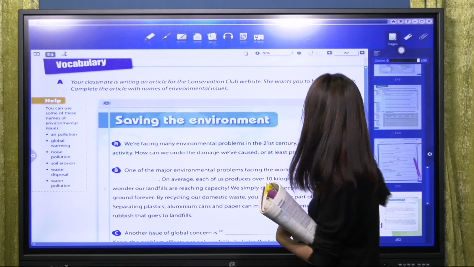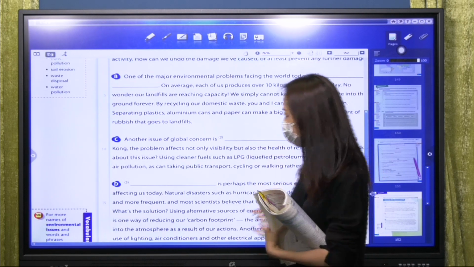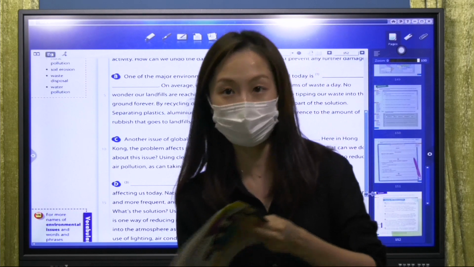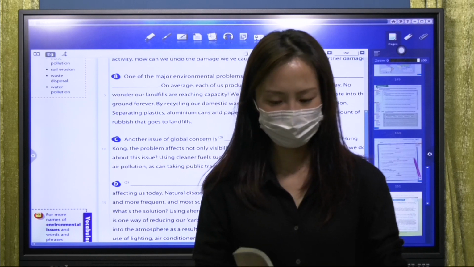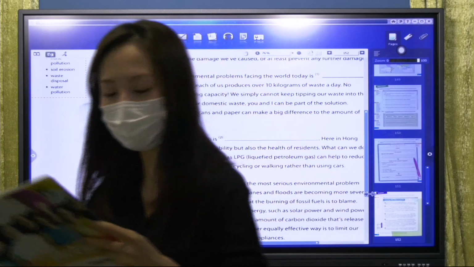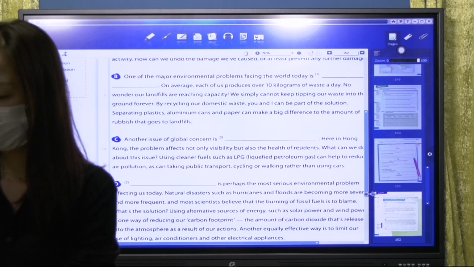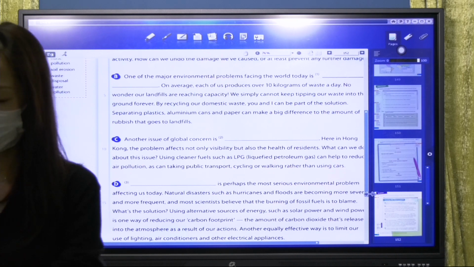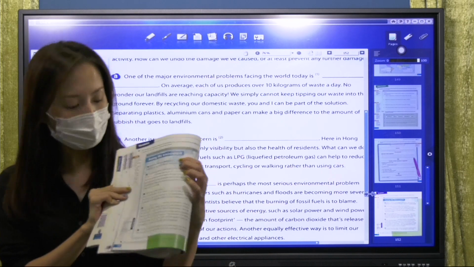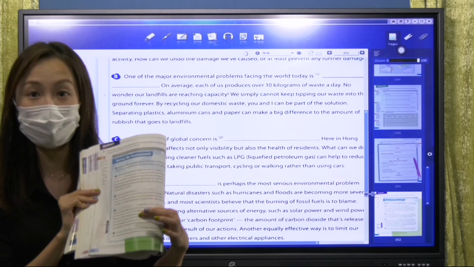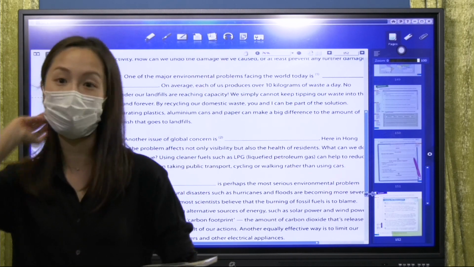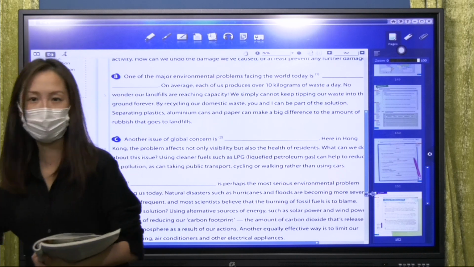So if we look at the passage here, how many problems does it mention here? How many problems? I think it should be very clear. Usually, the first paragraph is an introduction paragraph, right? And then the last paragraph should be the conclusion. So in the body paragraphs, there are 3 paragraphs. So it means there should be 3 environmental problems. Maybe we can draw a mind map together.